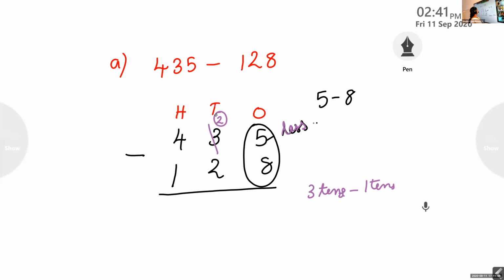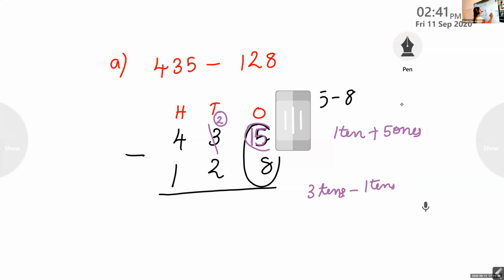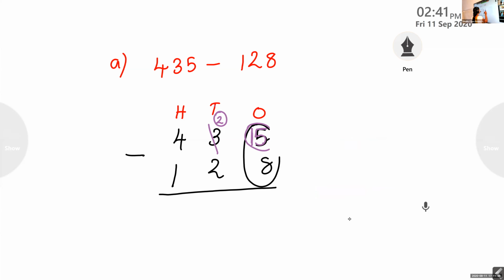Then that 1 ten we are going to add with the 5 ones. We got 1 ten from the tens place, and we add it with the 5 ones. 1 ten plus 5 ones, what will you get? It is equal to 15. Now we have to subtract 15 minus 8. How will you subtract 15 minus 8?